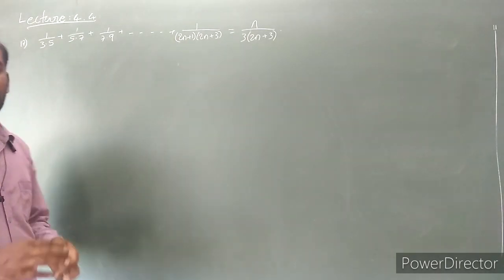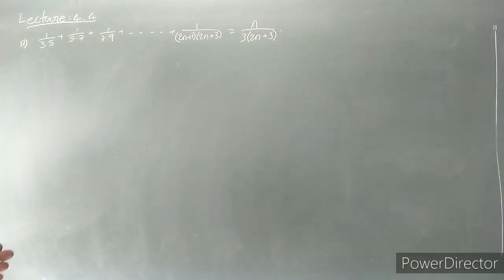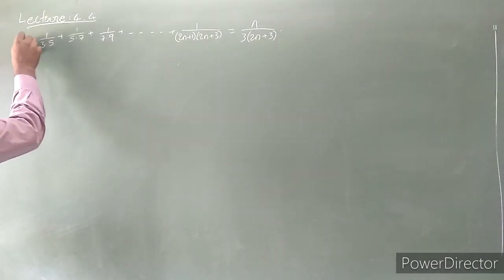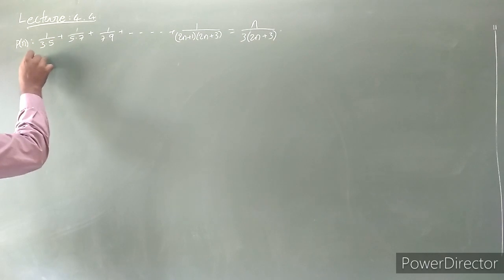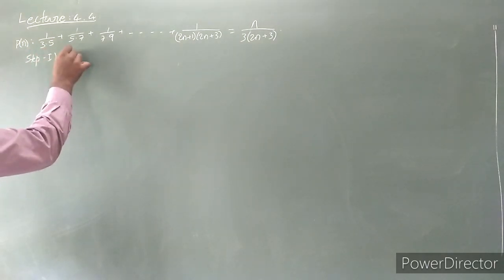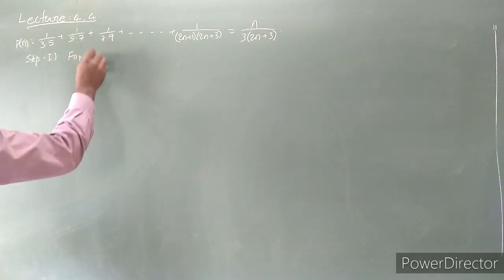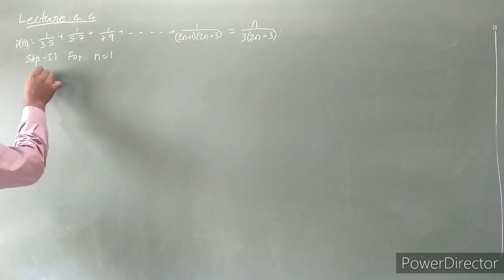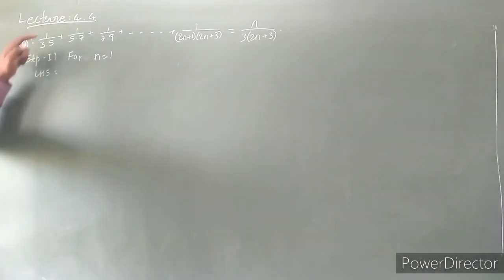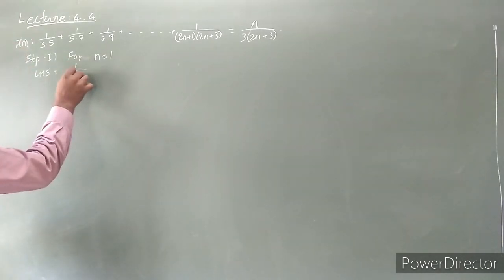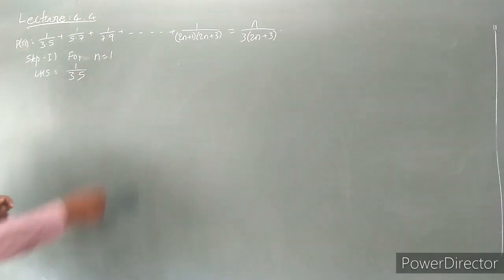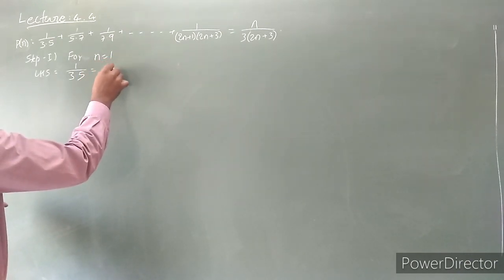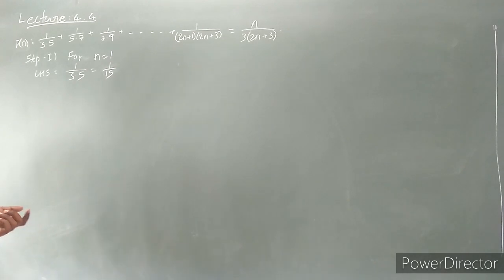Pause the video, solve it, and cross-check. Okay. Step number 1. Consider this as P of n. For n equal to 1, check whether LHS is equal to RHS. LHS value: what is the first term? 1 divided by 3 into 5, that is 1 divided by 15. LHS value is 1 by 15.